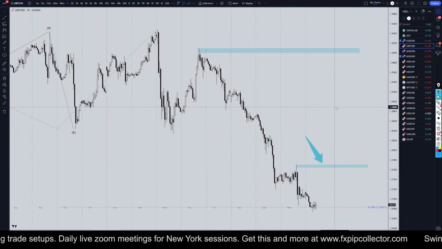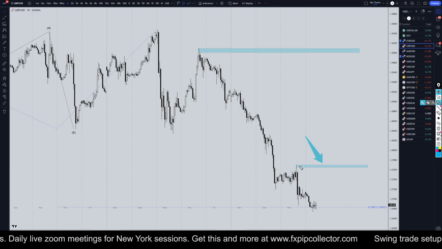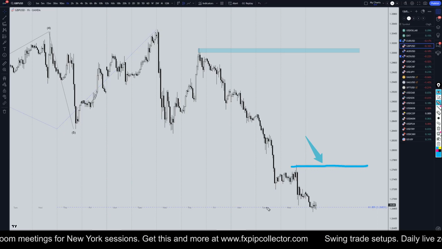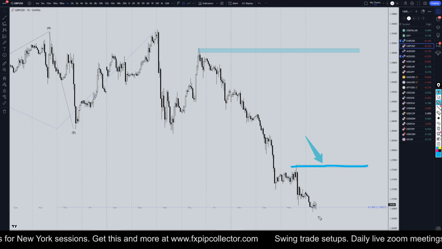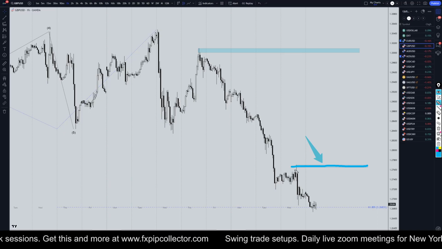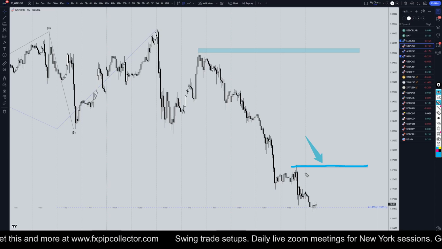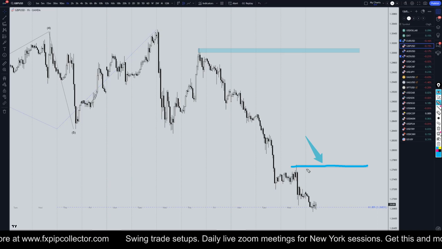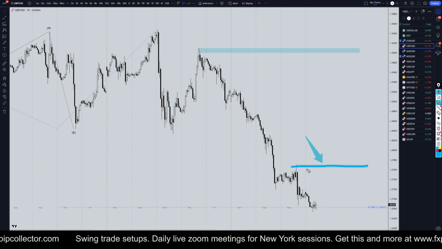Heading down to the 1 hour time frame, I marked this area right here because this would be the breaker structure that would tell me that this whole move down is over. I don't think it's going to break structure. I think it's going to continue to make lower lows, lower highs because it is likely a wave 3 of wave 3 on the higher time frames.